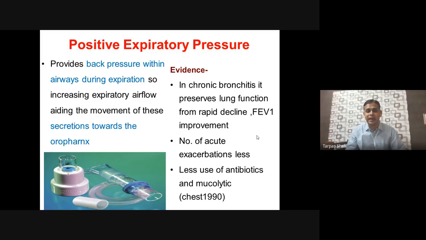Now, what are the evidences we have? For the PEP device, the evidence says that in chronic bronchitis it preserves the lung function from rapid decline, and there is improvement in FEV1, which is a very important outcome measure to check the efficacy of our treatment. The number of acute exacerbations will be less, and less use of antibiotics and mucolytics is required if the patient is able to remove the cough with the help of this device. This has been documented almost 3 decades back. Less use of antibiotics and mucolytics, because now the secretions are out, so the chances of infection will be less, so definitely the antibiotics required will be less.